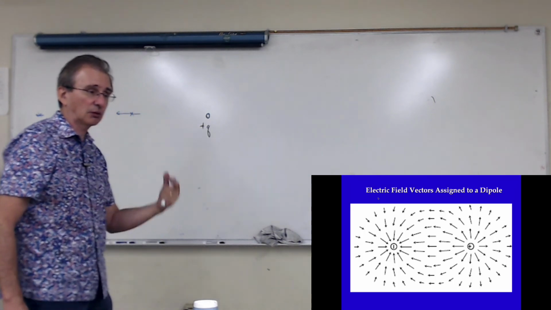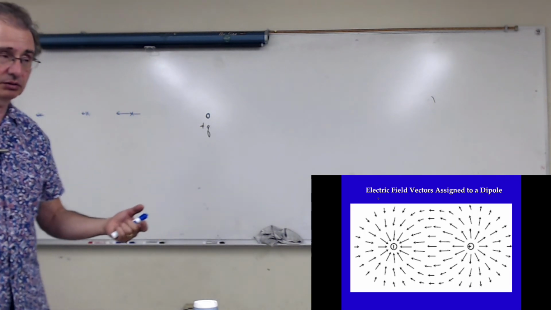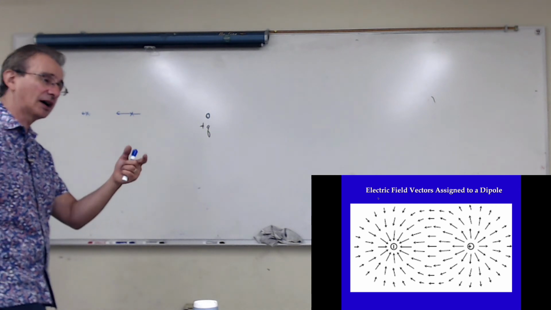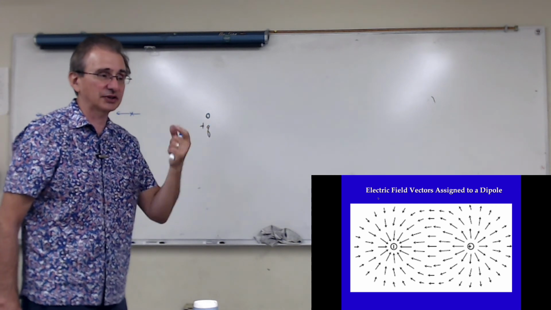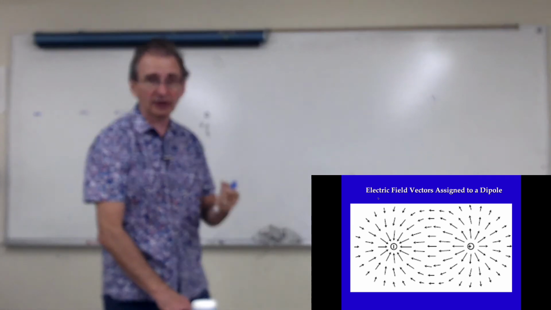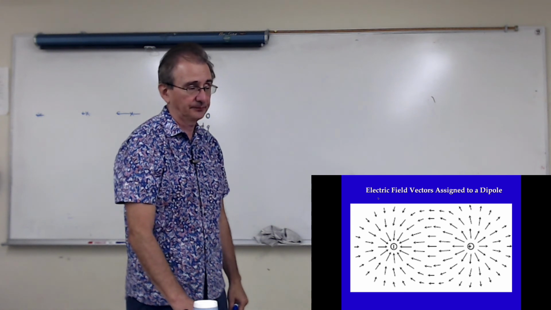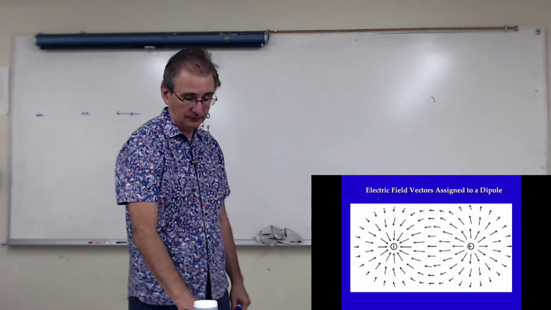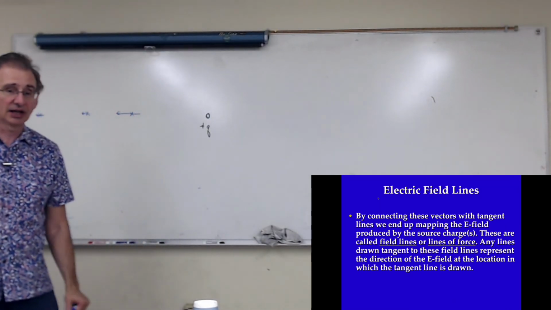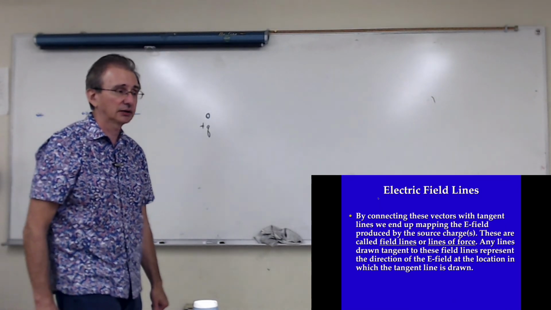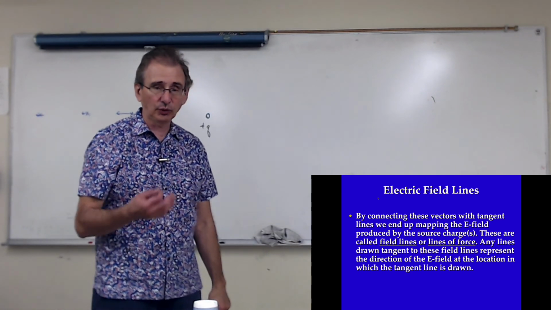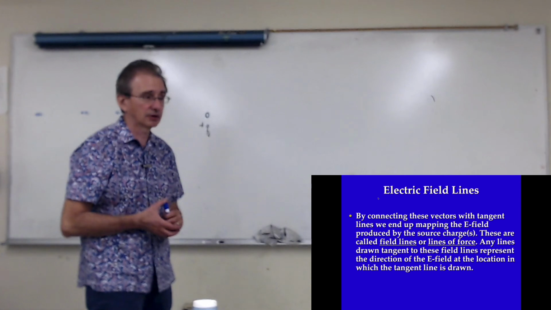These are the vectors I would assign in space due to a dipole. That picture is pretty good because the size of the arrows indicates the size of the field. The direction of the arrows indicates the direction of the field you see in that slide. I can connect these vectors with tangent lines, and then what we end up doing is mapping the electric field produced by the source charge. We call these field lines or lines of force.